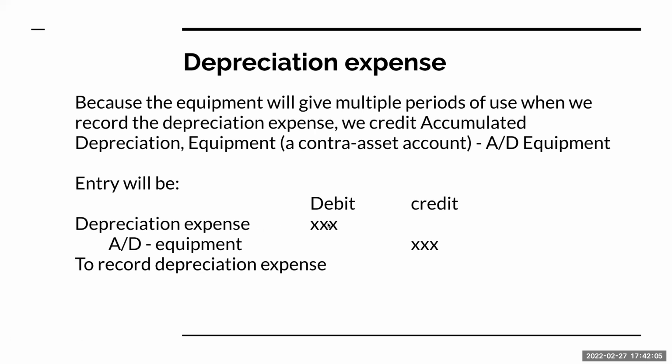However, we're not going to credit the equipment. Instead, we're going to create a contra-asset account, accumulated depreciation on equipment. Why is that? Well, the contra-asset account is going to accumulate that depreciation, and it's basically going to reduce the carrying value of that equipment over time. And this is how we go through and record depreciation expense.